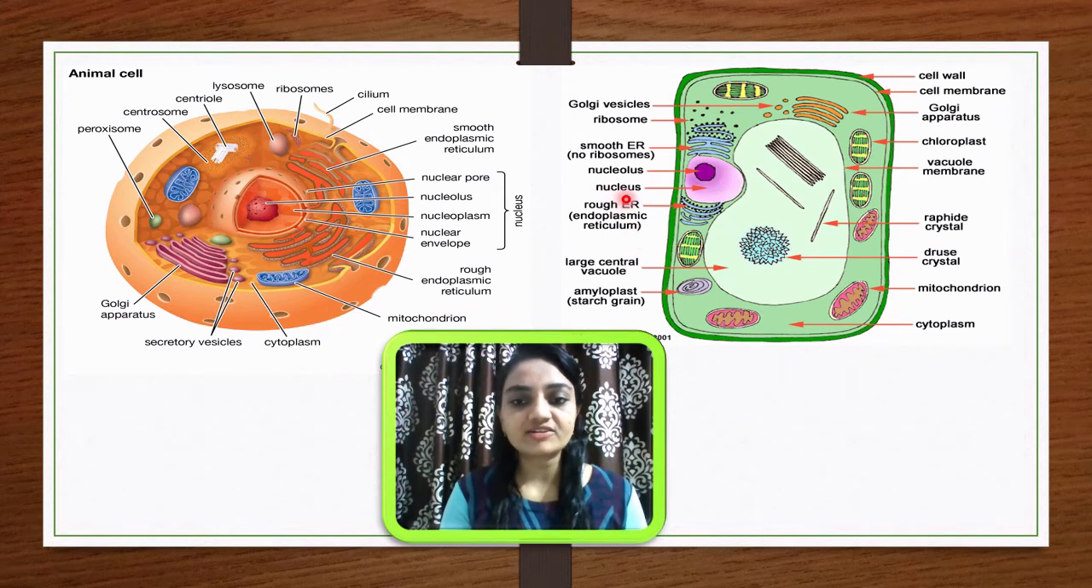Nucleus is also common. Nucleolus is common. Then smooth endoplasmic reticulum, it is also common in between these two. Then Golgi vesicle, it is called dictyosome now. Okay. Then ribosome, that is also common. So by this discussion, you can get the idea how animal cell and plant cell can be differentiated from each other.